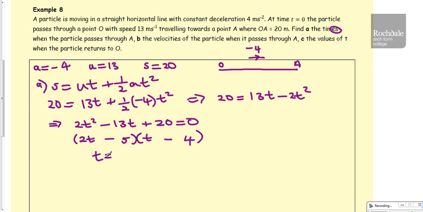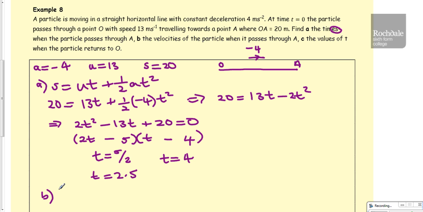So working it out, the first one will give us 5/2 for t, and the second one will give us 4. 5/2 is 2.5. So what's happening is the particle's moving past A at 2.5 seconds. It comes momentarily, instantaneously to rest. Then it passes back through A at 4 seconds.